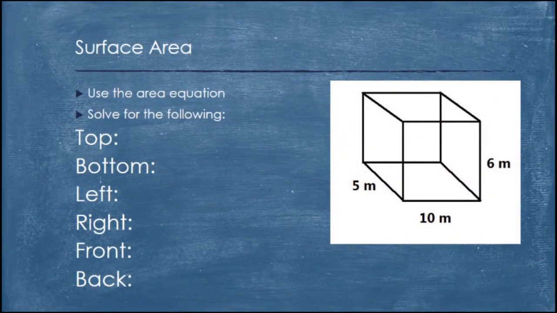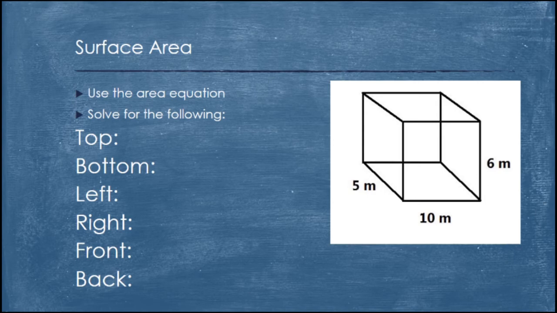Now, in determining the surface area of rectangular prisms, we're going to use the area equation, except we have to use the area equation on every face of the rectangular prism. So here we have a nice list that's going to help us out. There's 6 faces to every rectangular prism. And so what we're going to do is the top and the bottom first.